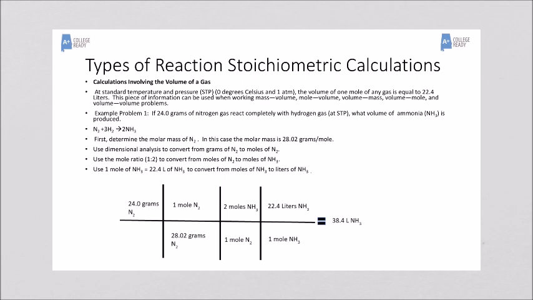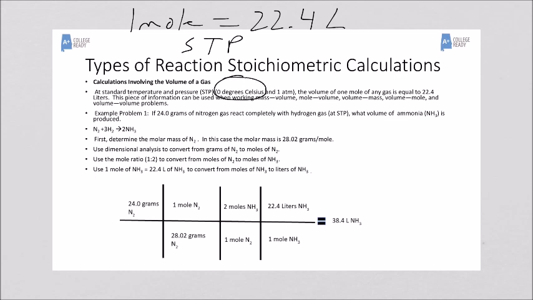So now we're going to do some calculations involving the volume of a gas. What you have to know here is that 1 mole of any gas, doesn't matter what kind of gas, has a volume of 22.4 liters, as long as the reaction is taking place at STP, standard temperature and pressure, which for gases is 0 degrees Celsius for temperature and 1 atmosphere for pressure.